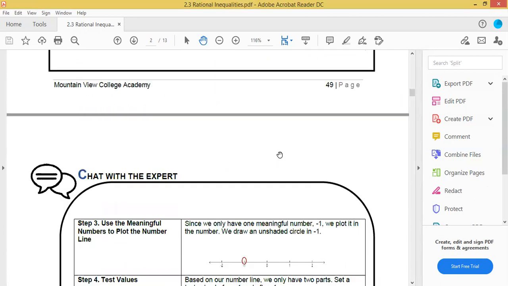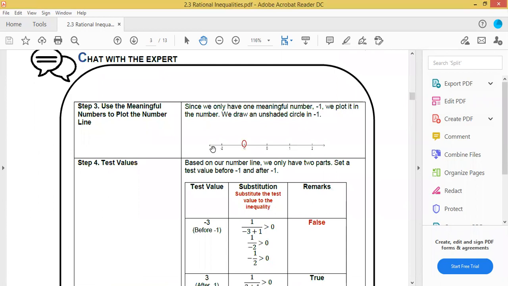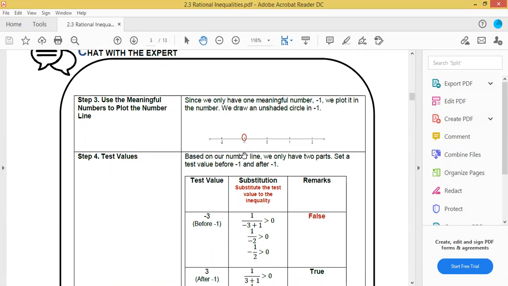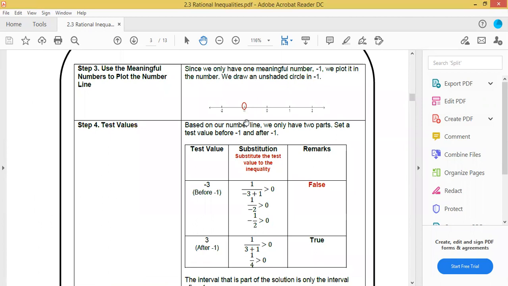So we draw the number line. Since only negative 1 is a meaningful number, we draw a circle, but it's not part of the solution set, so we leave it unshaded. Now we need to have two test values, before negative 1 and after negative 1. For example, we use negative 3 for this part. Then for this part, we use positive 3.